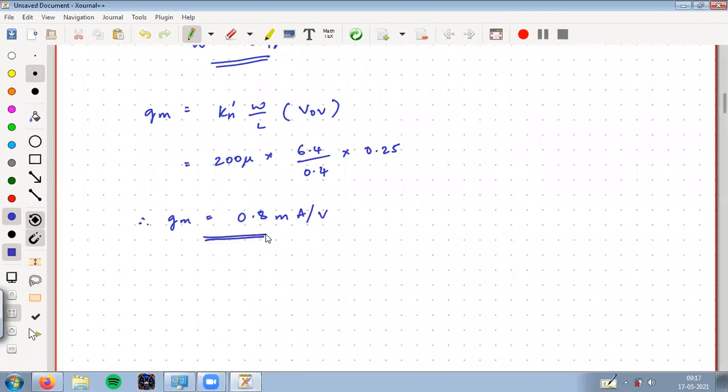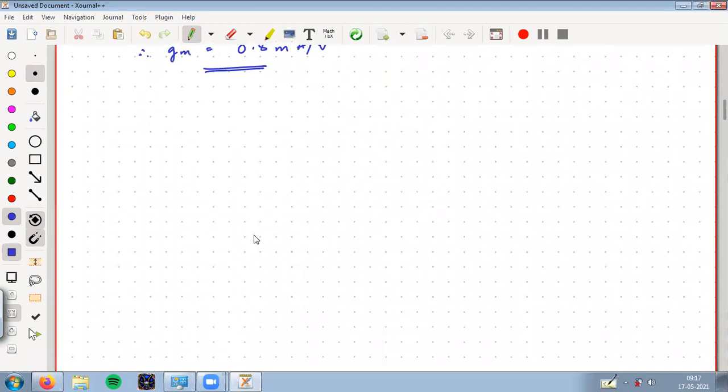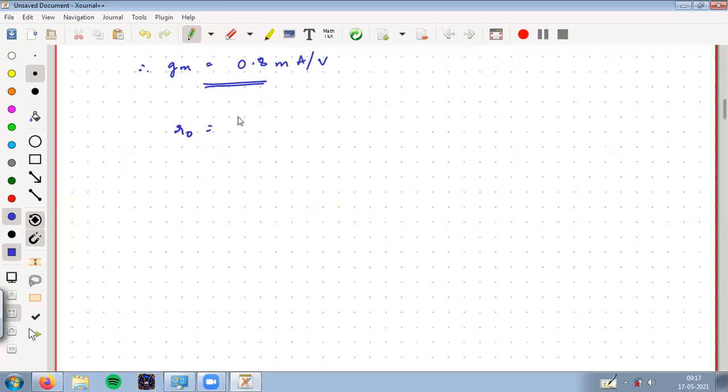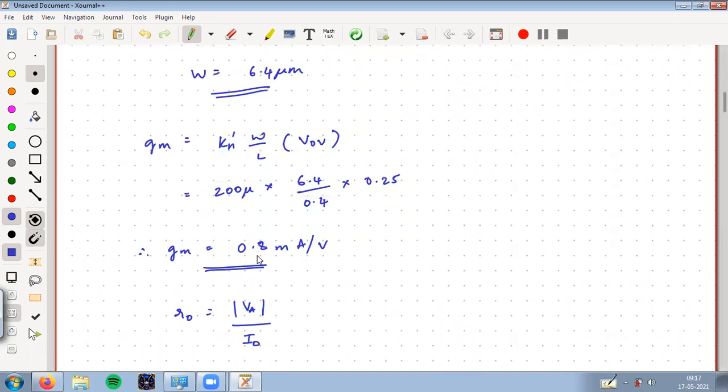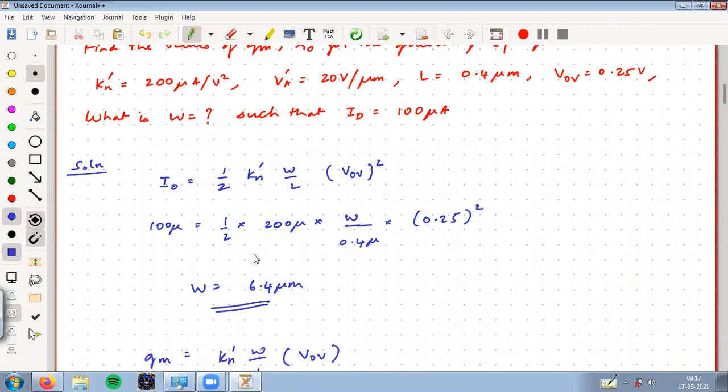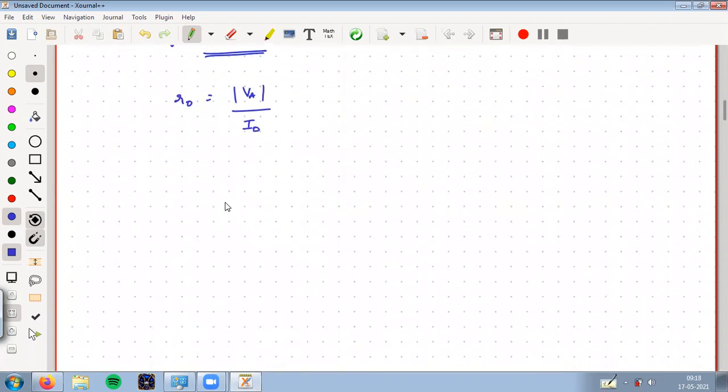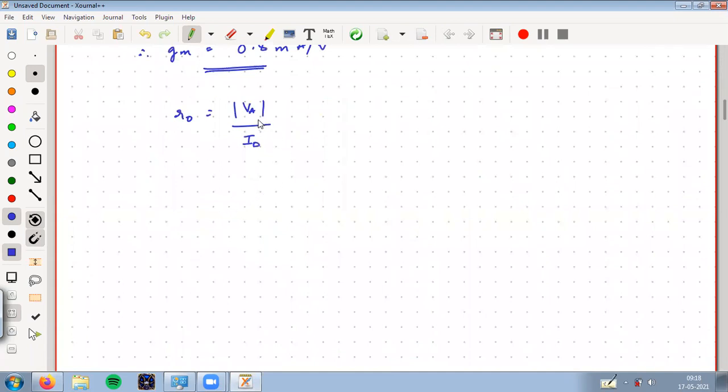The only thing which is left is R naught. R naught here is actually mod VA by ID. But remember, in the question it is given as VA prime. VA prime is 20 volts per micrometer. So it is actually a function of length also, right? But the formula we use here, VA is simply in volts, not in volts per micrometer. So this value is in volts.